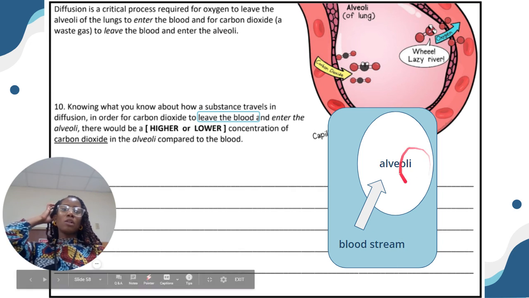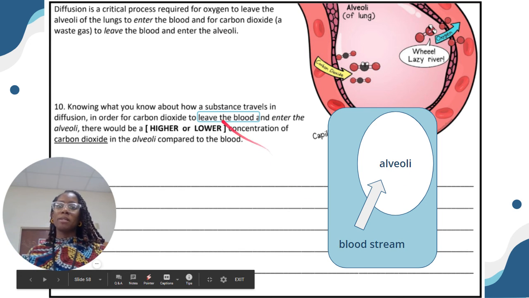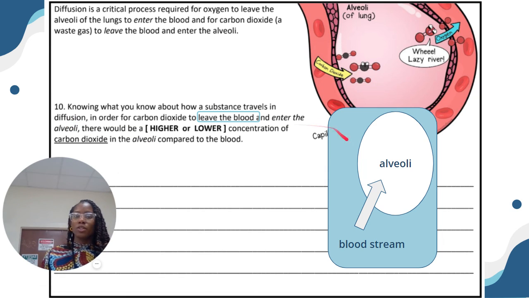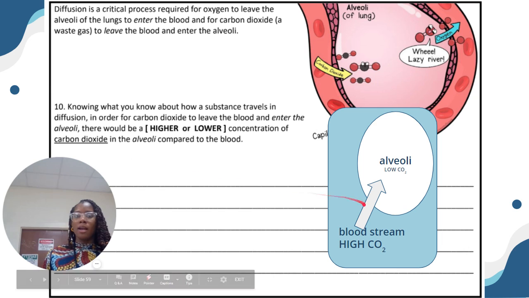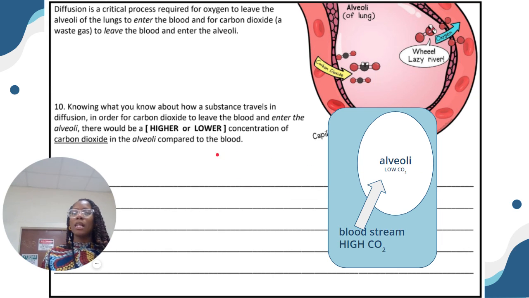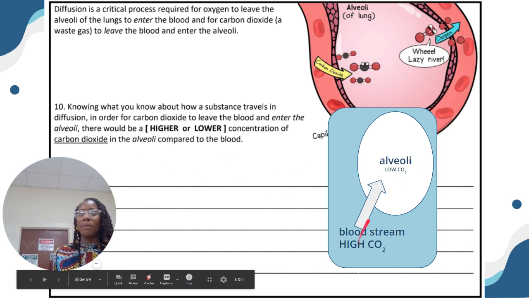Bloodstream, alveoli. This time we're talking about something that is leaving the bloodstream and going into the alveoli. So our arrow is drawn the opposite way. It's still diffusion. So now the bloodstream has a high amount of carbon dioxide and the alveoli has a low amount of carbon dioxide, going from high to low.